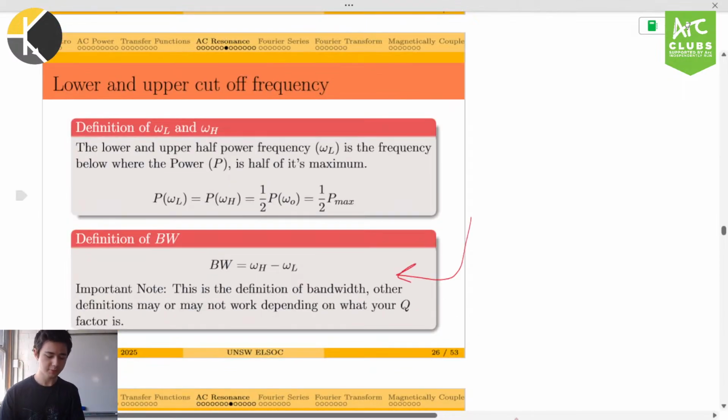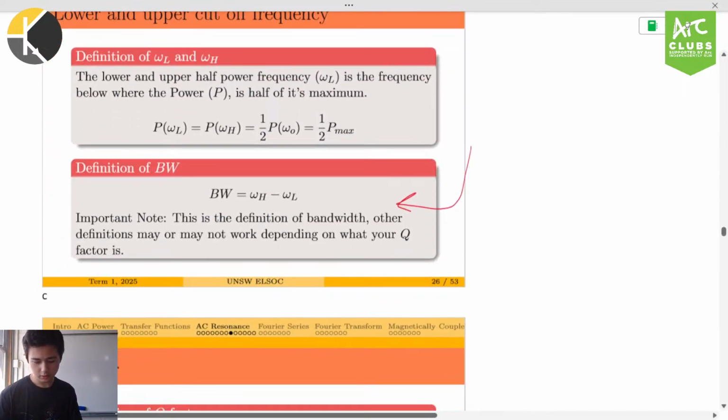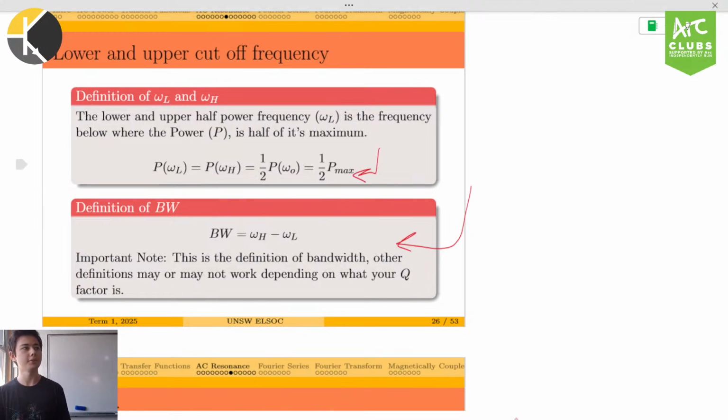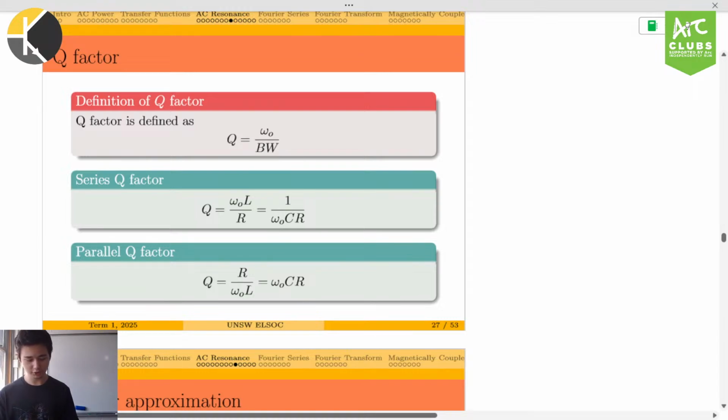We have definitions of bandwidth. It's really just the size of the region at which you get significant flow of your power, which is this top cap. There are methods we may use to determine what our half power frequencies are. That may come in handy a little bit later, but yeah, a little more content.